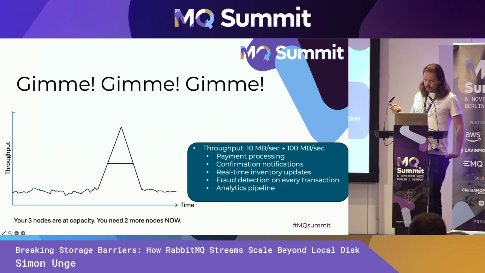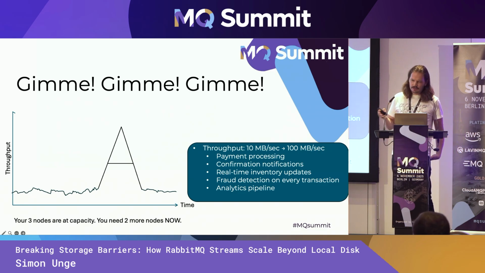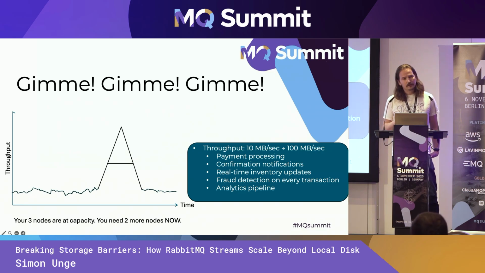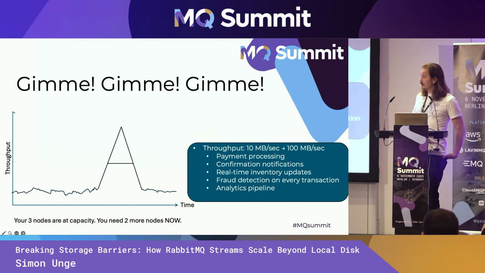Payment processing going through the roof, not millions, but a lot of confirmations need to be sent. Fraud detection system is struggling. Inventory system is struggling. Your nodes are at capacity. CPU is pegged, and the network is saturated.